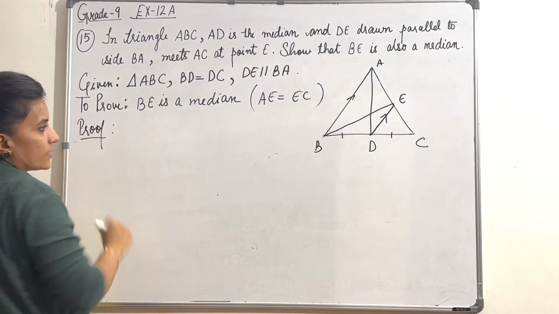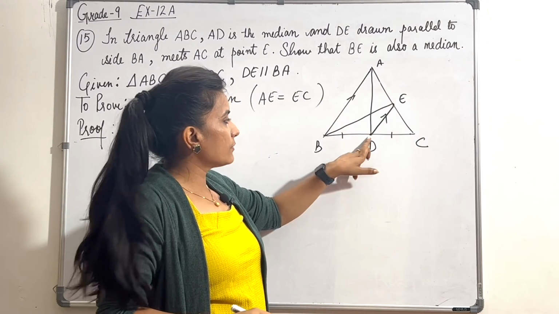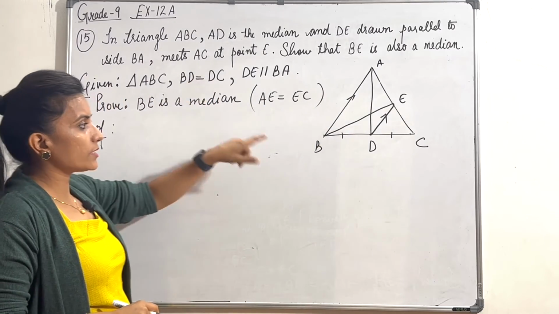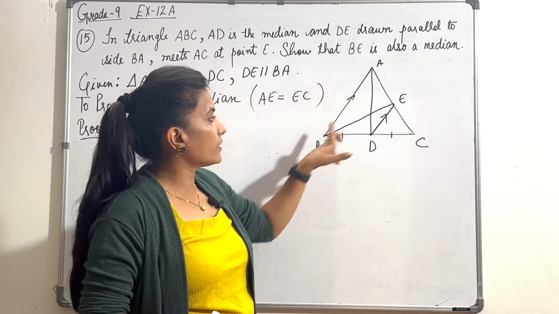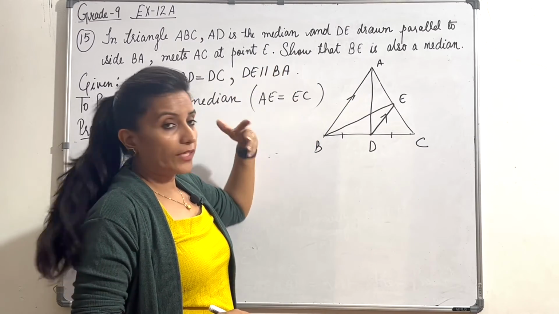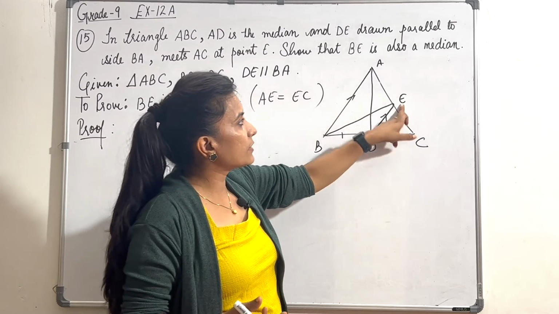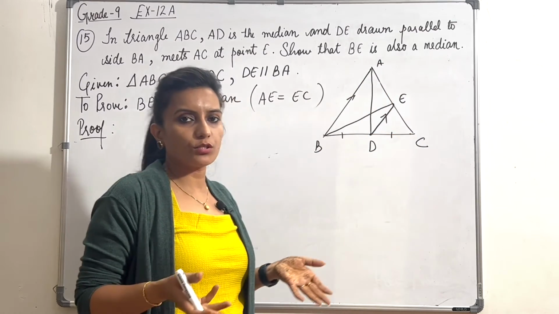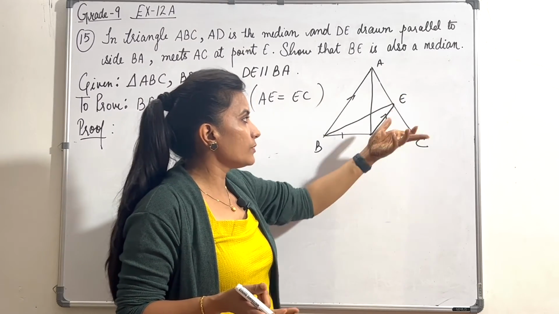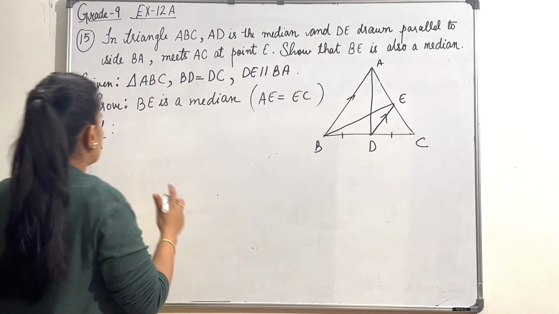So here you can see that in triangle ABC, D is the midpoint of BC, it is given, correct? D is the midpoint of BC and DE is parallel to BA, this is also given. So what can you conclude from this? So we can conclude that E is the midpoint of AC from the converse of the midpoint theorem, right? So if E is the midpoint of AC, it means BE is the median. That's it. Okay, so let's write down.